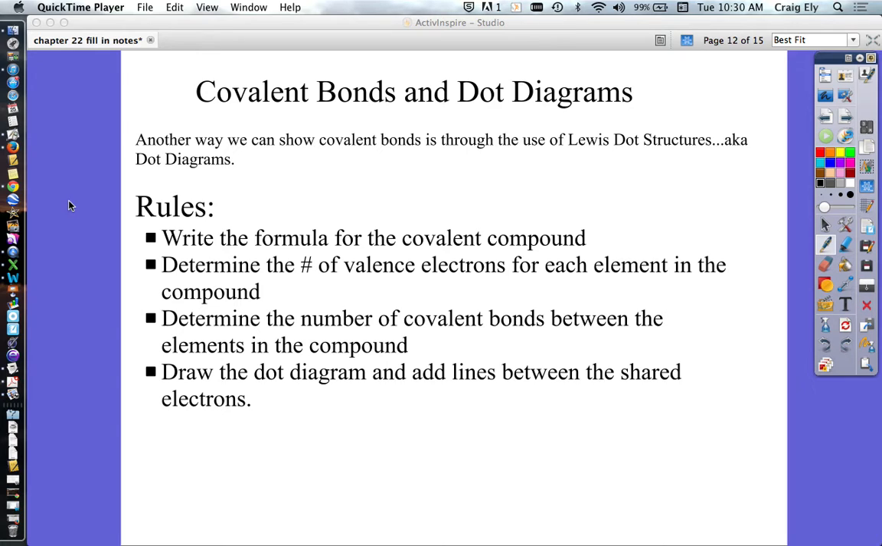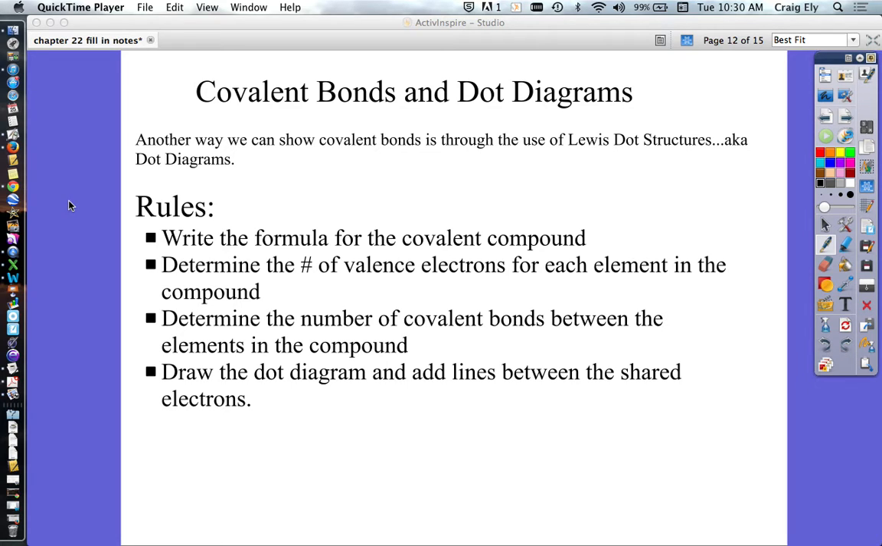All right? Now, there is another way that we can represent covalent bonds, and that's using dot diagrams. Let's refresh our memory on what dot diagrams are. Remember, we use the dot diagrams to represent the number of valence electrons in an atom. So, for example, hydrogen has one valence electron, therefore it gets one dot. Chlorine has 7 valence electrons, so there are 7 dots around chlorine. Okay, so that should refresh your memory on that.